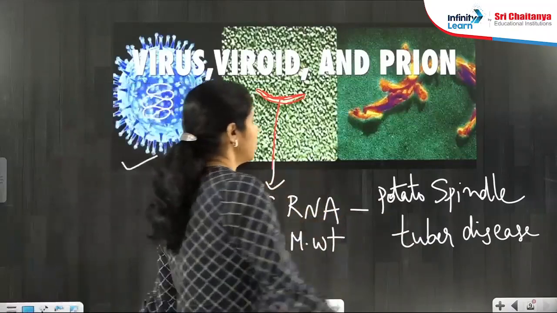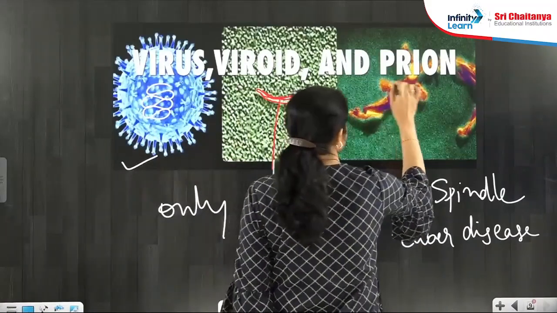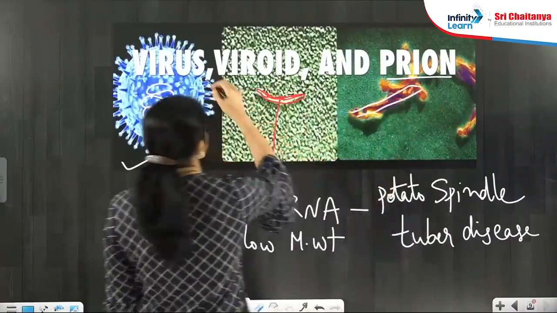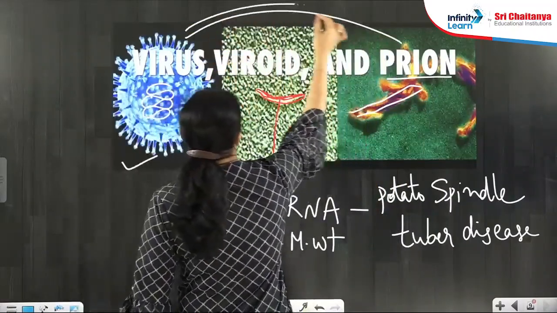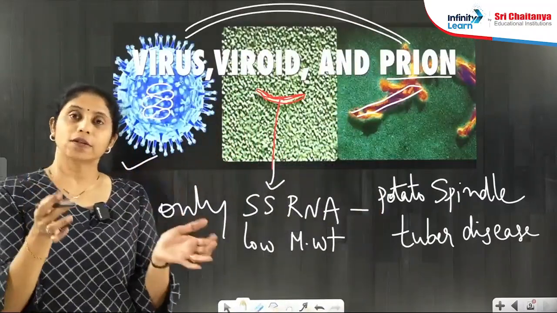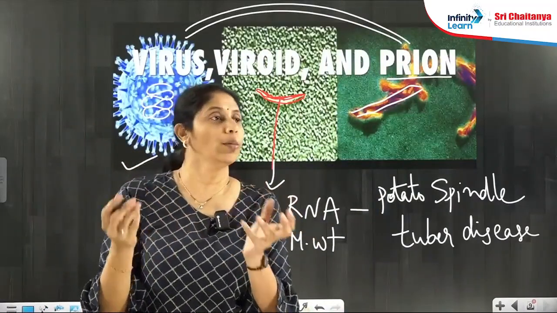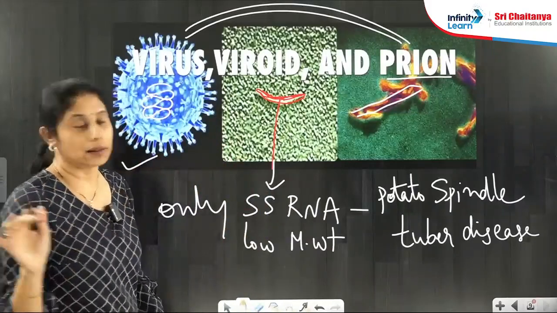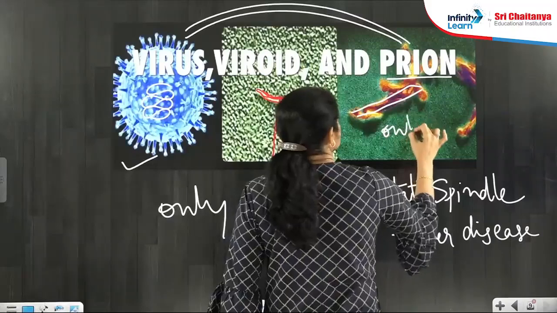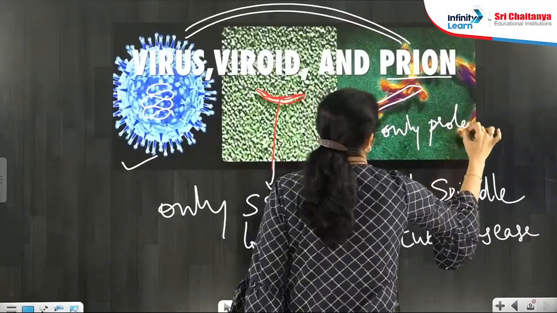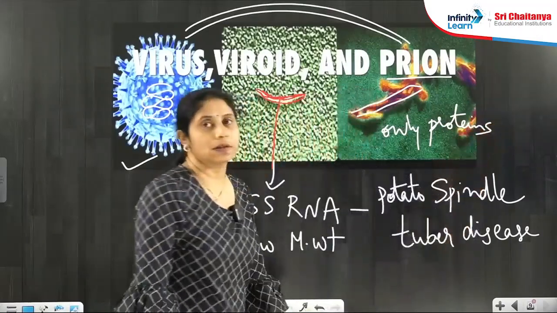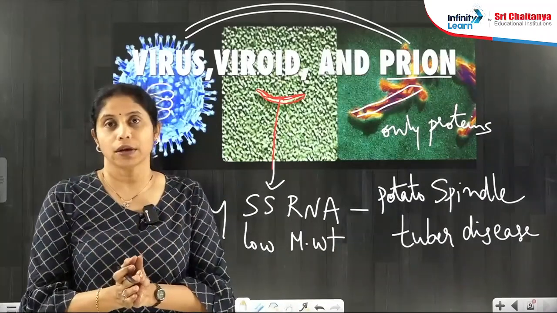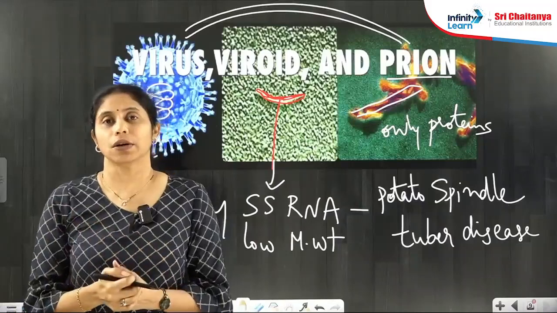Okay. Next one, you can see here prion. These are almost equal to the size of the virus. The size of the virus and prion will be almost equal, but prions are made up of only proteins, no nucleic acids. Only proteins. Infectious proteinaceous particles are called prions. They don't have nucleic acid. They are made up of only proteins and they will generally cause neurological disorders.